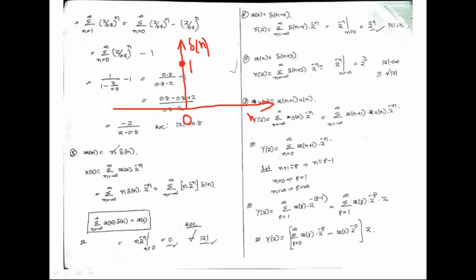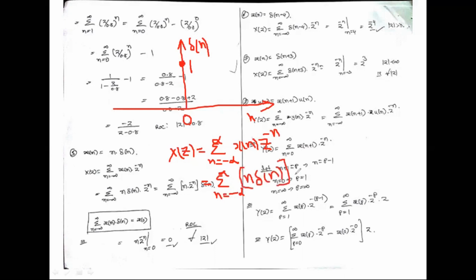Okay. Given the function is n into delta of n. So you substitute into the Z transform definition. X of z is equal to the sum of n from minus infinity to infinity of x of n z power minus n. What is x of n here? X of n is n into delta of n, times z power minus n.